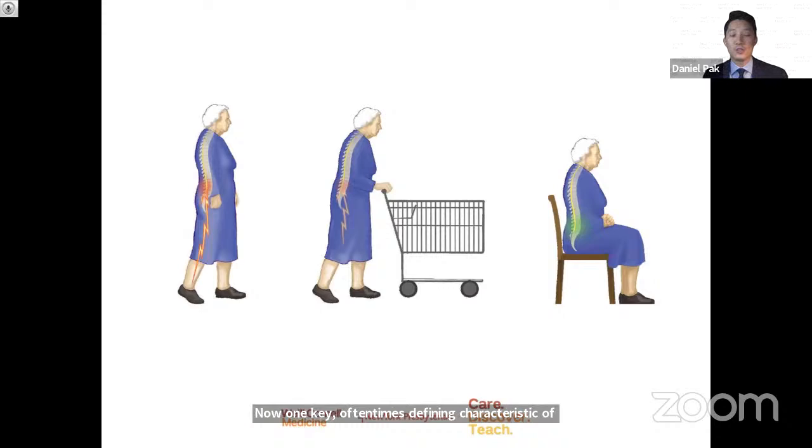Now, one key, defining characteristic of symptomatic spinal stenosis is that patients will say they get relief when they bend forward, in a forward posture. What you can see in that picture is a person with a shopping cart, so we'll also call this the shopping cart sign. If you're at your grocery store and you see a lot of elderly folks leaning forward on their shopping cart, maybe they're just tired for other reasons, but oftentimes it's because they have spinal stenosis. The reason is that when you're bending forward, you're inadvertently creating space in the spine.